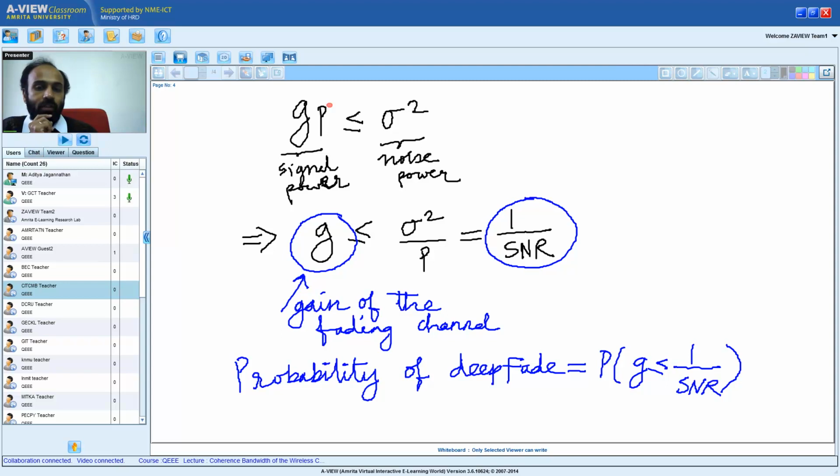See, we have the distribution of G. The distribution of G is exponentially distributed, right? So G is exponentially distributed. So that gives you a hint. So given that G is exponentially distributed, how can I use this fact to compute the probability that G is less than or equal to 1 over SNR? How can I use this distribution to compute that probability?